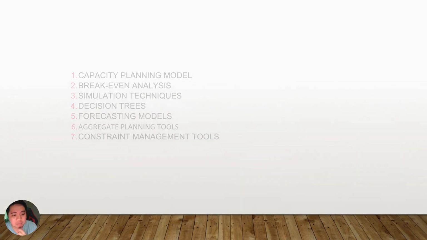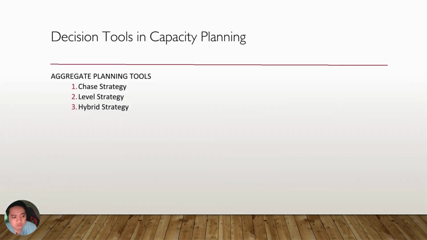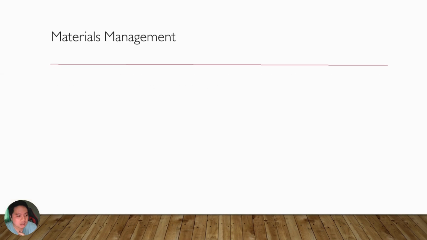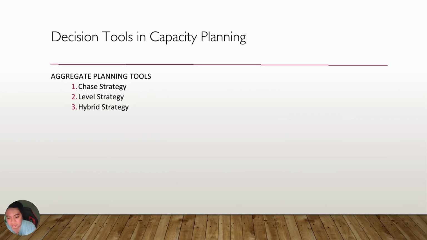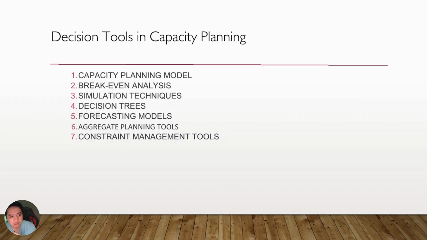Next is aggregate planning tools. These aggregate planning tools have three subtopics: the chase strategy, level strategy, and hybrid strategy. The last one is constraint management tools, one example of which is TOC, or theory of constraints, which focuses on improving system performance and addressing the weakest link in the process.